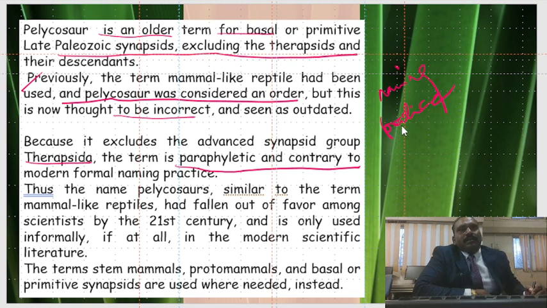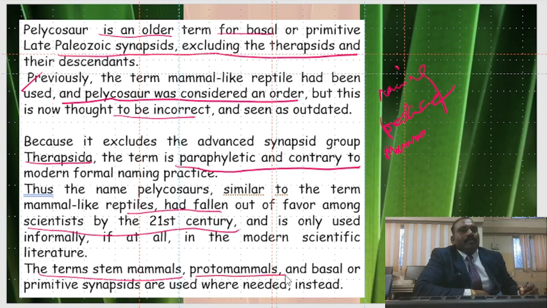Thus, the name pelycosaur, similar to the term mammal-like reptiles, had fallen out of favor among scientists by the 21st century and is only used informally, if at all. In the modern scientific literature, the terms stem mammals, proto-mammals, and basal or primitive synapsids are used where needed.